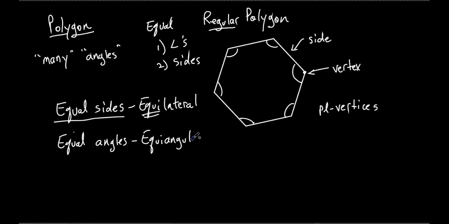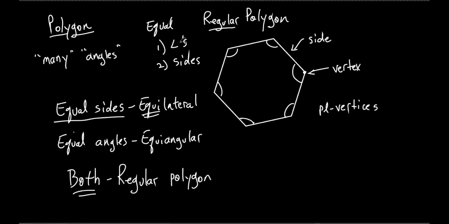Equiangular. If you have equal angles, it's called equiangular. Now, if both of these things are true, it's equilateral and it's equiangular, then we call it what? Regular. That's right. We call it a regular polygon.